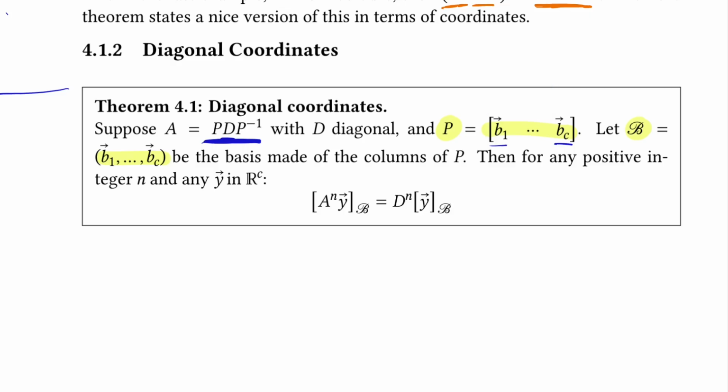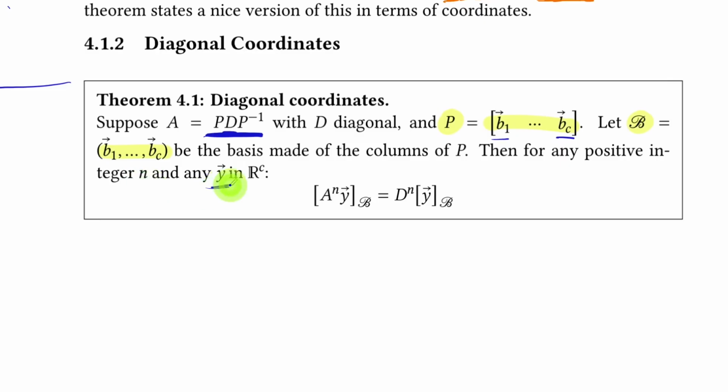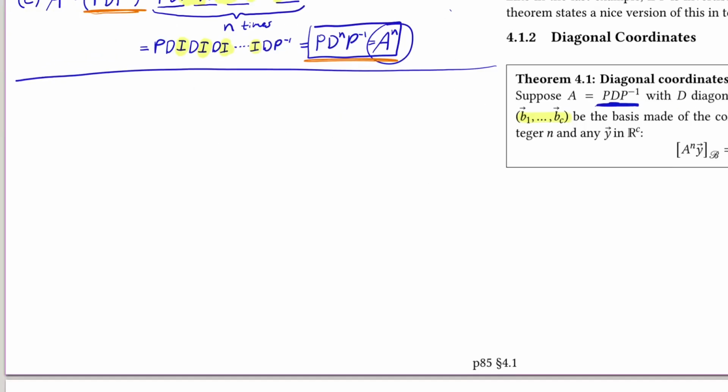Now, for any positive integer n and any vector y in RC, this gives us this maybe slightly gnarly looking equation if you're not used to coordinates. But basically, it relates the coordinates of A to the power n times y with the coordinates of y itself. Now, it turns out the proof for this is actually kind of simple. It's mostly changing notations around a bit. Let's try to get our heads around it, and then we'll look at an example of it.